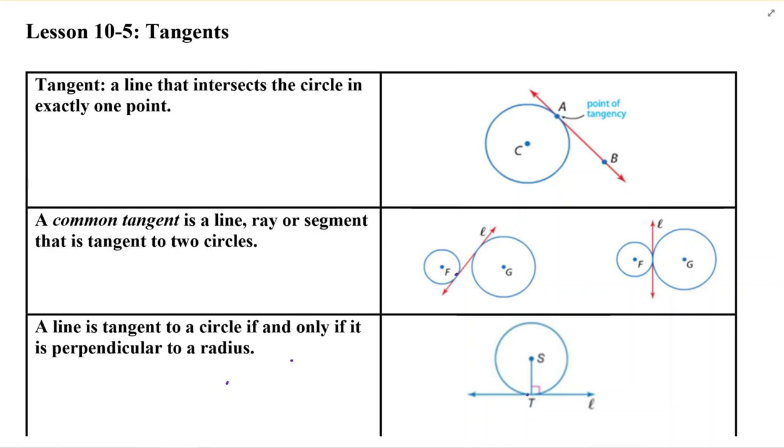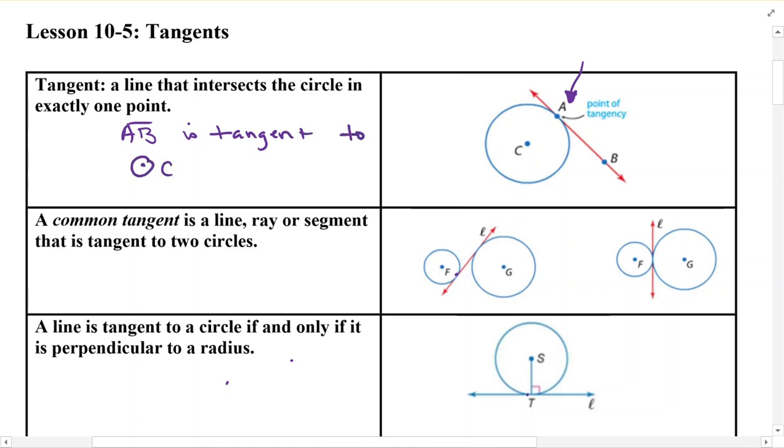Today we're going to cover tangents in Lesson 10.5. A tangent is a line that intersects a circle in exactly one point. So in our diagram here, line AB intersects circle C in exactly one point, and that's point A, and that's called the point of tangency. So we can say that AB is tangent to circle C at point A.